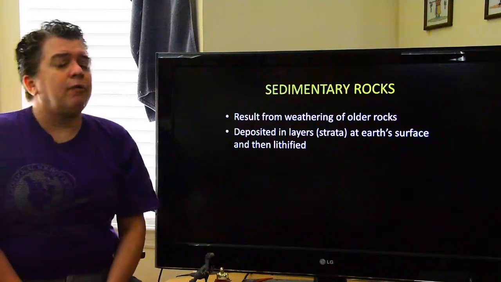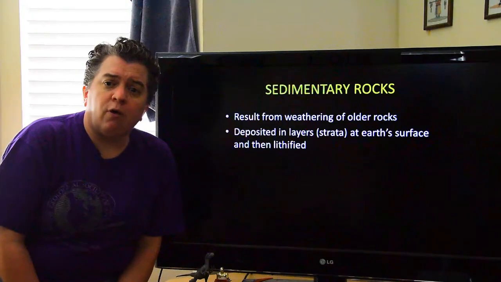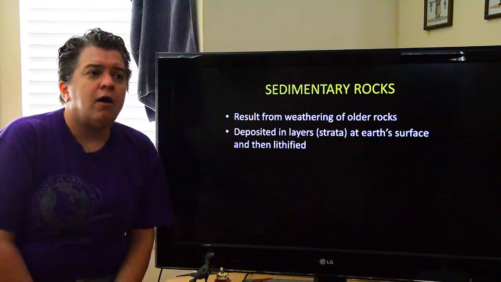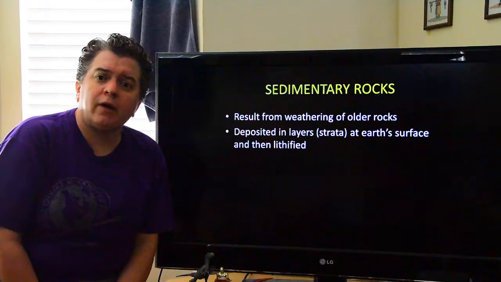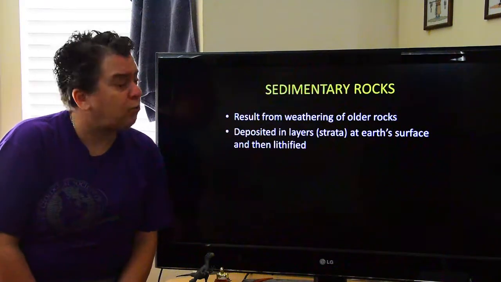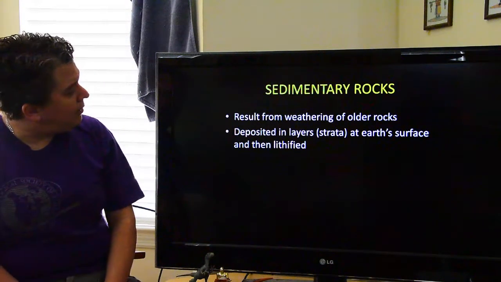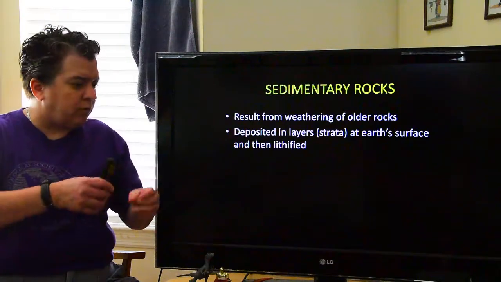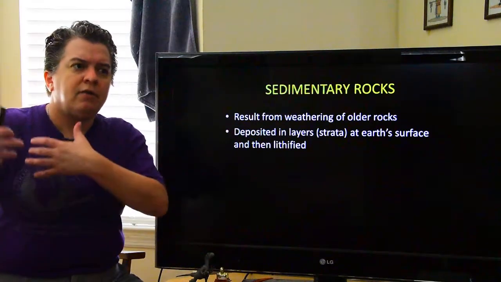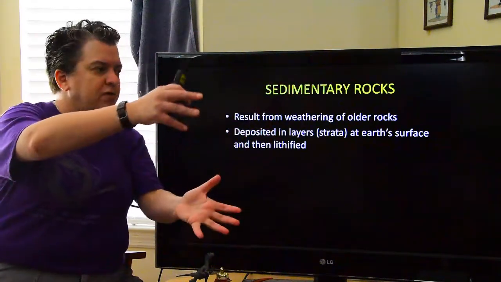Now, our second group of rocks are the sedimentary rocks. Sedimentary rocks are formed by the weathering and erosion of older rocks. And what happens? Older rocks get broken down, they get eroded, they get carried off to some other location.